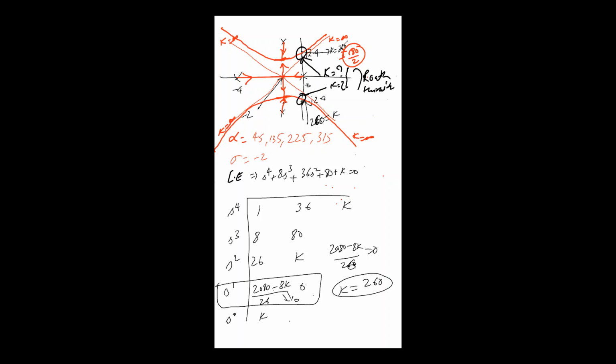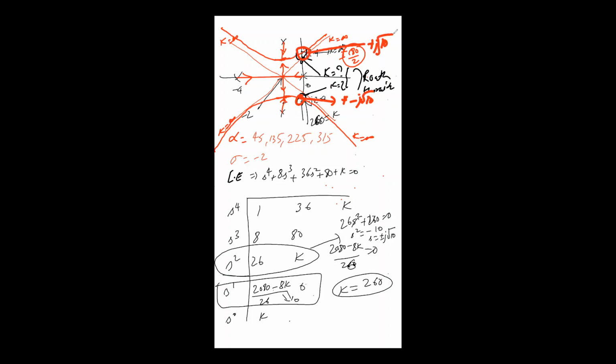Now you need to calculate what those points are. You will calculate those points by the auxiliary equation: 26 s square plus 260 will be 0. S square will be equal to minus 10. S will be equal to plus minus j root 10. So this point is minus j root 10, and here it is plus j root 10.